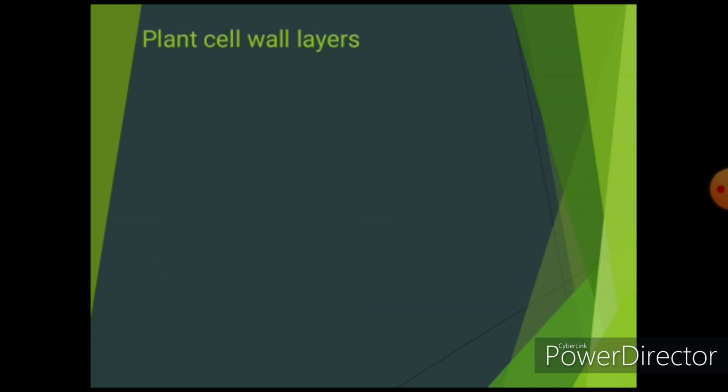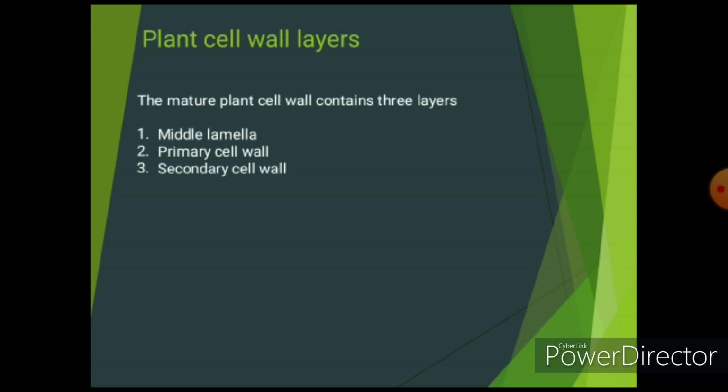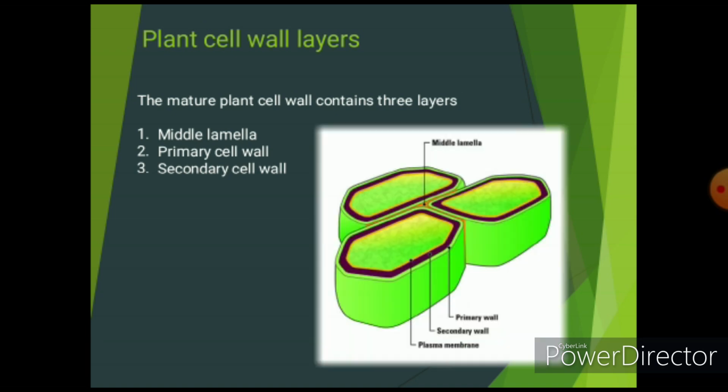Now, let us see the layers of the plant cell wall. The mature plant cell wall contains three layers. They are middle lamella, primary cell wall and secondary cell wall. If we observe the picture clearly, the middle lamella is joining the cells, and inside that is the primary cell wall, next the secondary cell wall, and the innermost layer is the plasma membrane. So, the outermost layer is the middle lamella and the innermost layer is the plasma membrane.